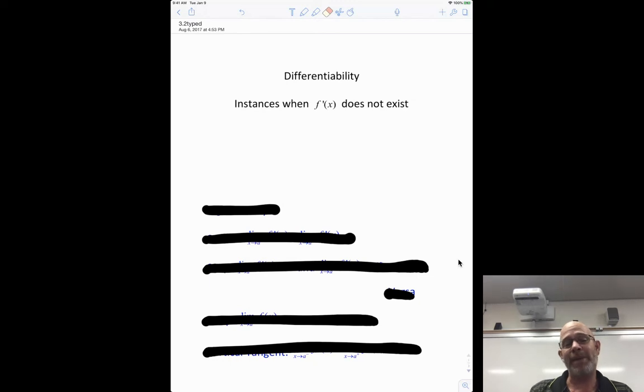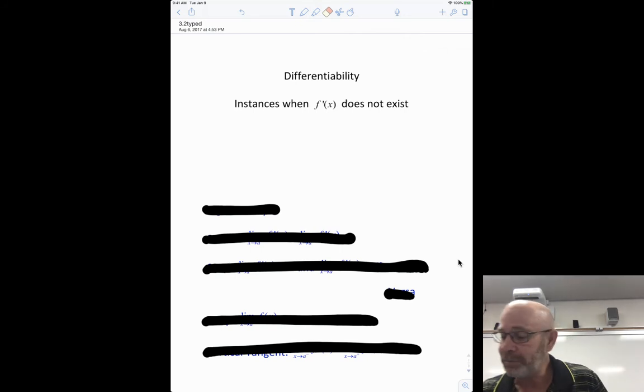What we're going to do is backtrack to slope. If we just remember derivative means slope of tangent, if a function's picture doesn't have a slope of a tangent at a point, then it doesn't have a derivative. So when does that occur? There's basically 4 times when this occurs.